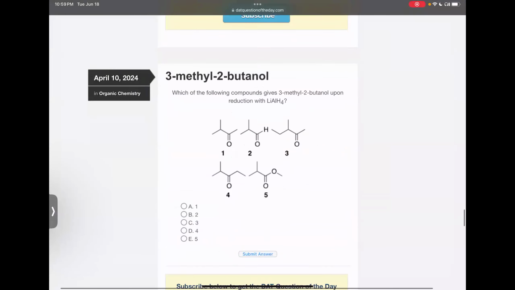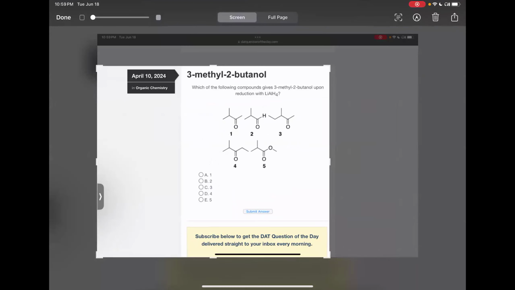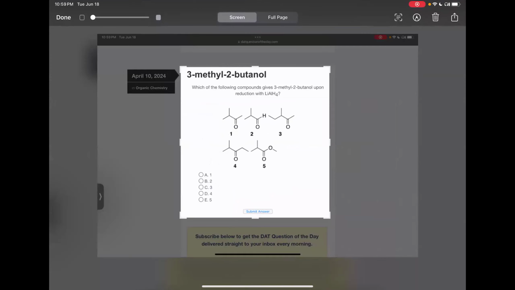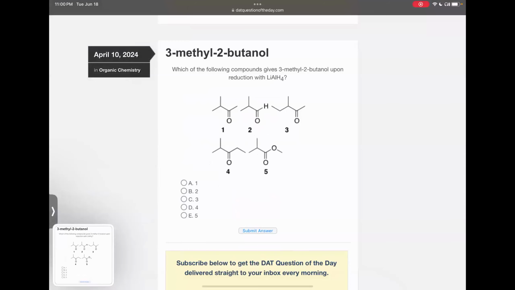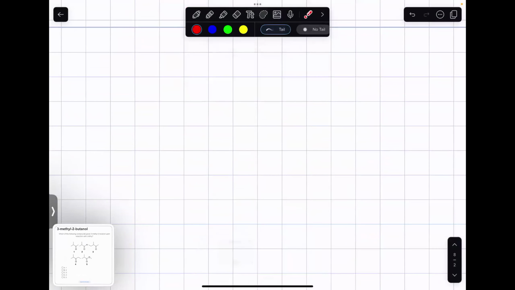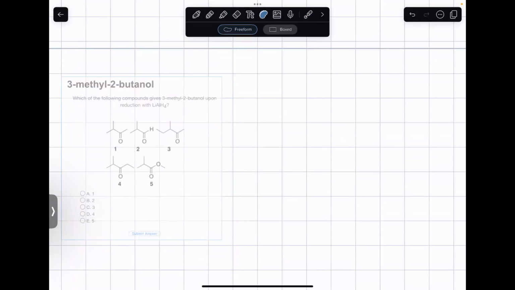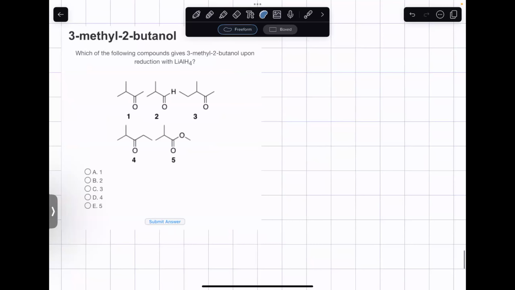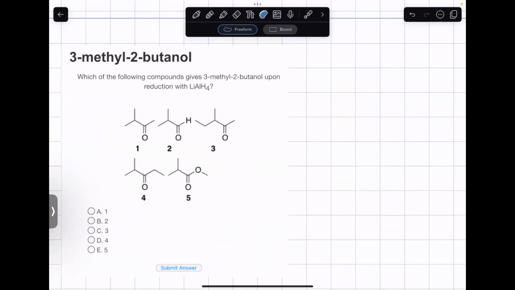Okay, so let's see. Okay, let's do this one. Which of the following compounds gives 3-methyl-2-butanol upon reduction with LiAlH4, lithium aluminum hydride? So first, let's draw out what this thing is. 3-methyl-2-butanol. What would that look like?